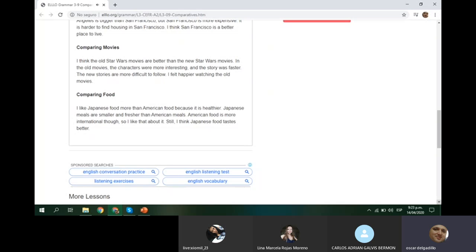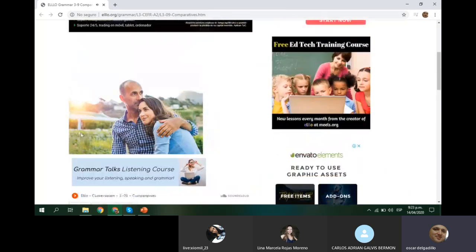Comparing food. I like Japanese food more than American food because it is healthier. Japanese meals are smaller and fresher than American meals. American food is more international though, so I like that about it. Still, I think Japanese food tastes better.